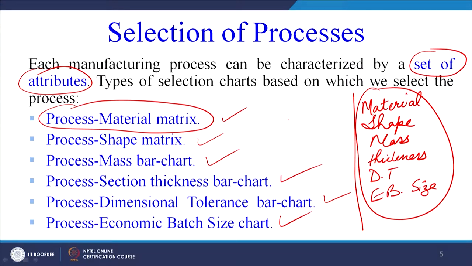when we are designing our product, that what is going to be the material, what is going to be the shape of our part, what is going to be the mass, thickness, dimensional tolerance, economic batch size, and accordingly then we have to see that which is the process which is satisfying all these set of attributes, and accordingly we will select our process. So this already we have covered in our session in the beginning of our course.